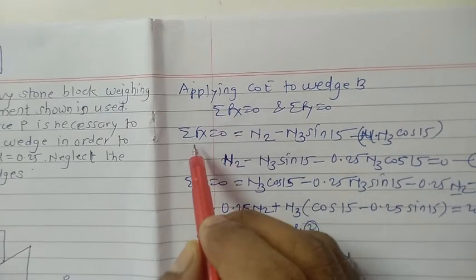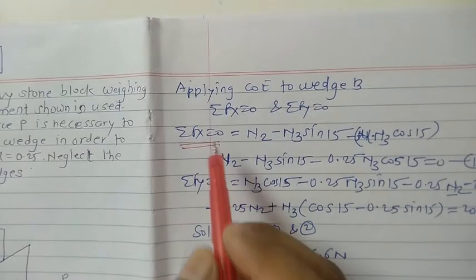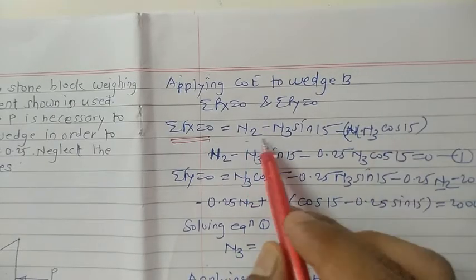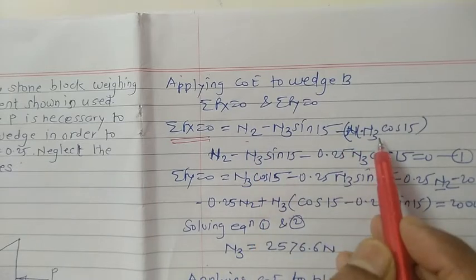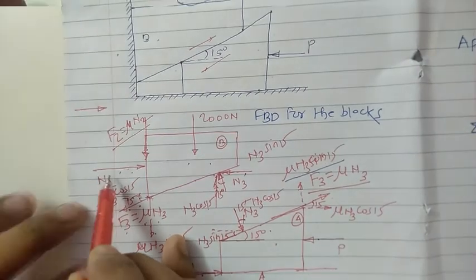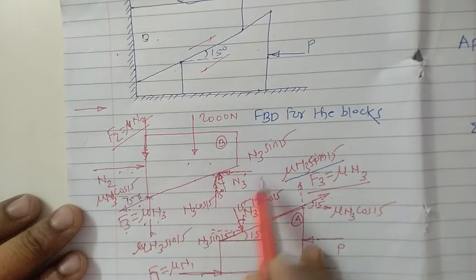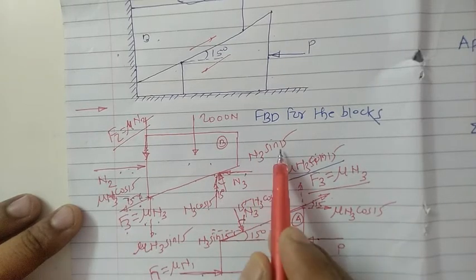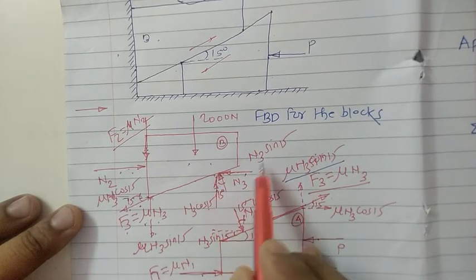So for the horizontal forces, these are nothing but the three horizontal forces with us. Just write it here by considering their directions. N3 running towards the right direction, consider this force as positive. Then n3 sin of 15 running in the opposite direction, you have to give the minus sign for this one.